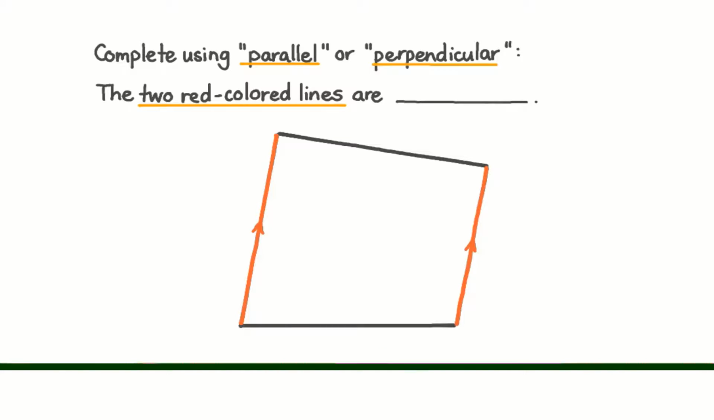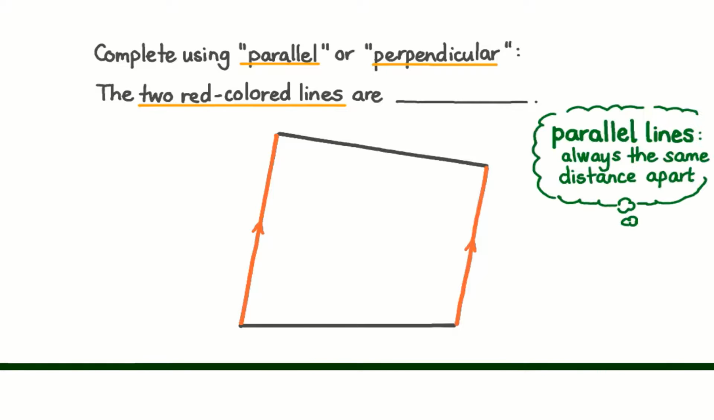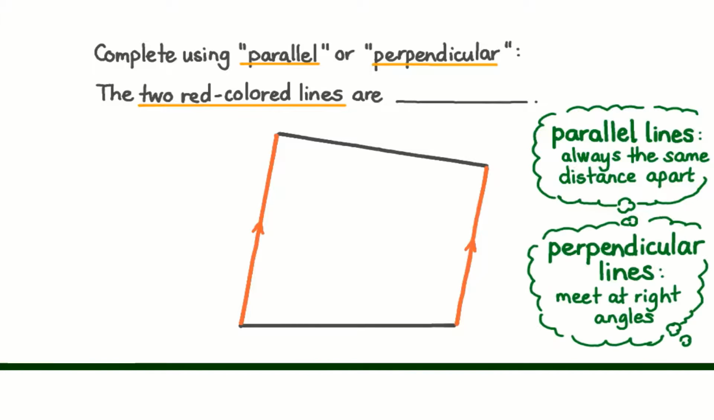Now we need to describe these two lines. We're told that we have to complete the sentence using either the word parallel or perpendicular. Do you remember what these two words mean? Parallel lines are always the same distance apart. They can never ever cross. But perpendicular lines do touch. In fact, they meet at right angles.